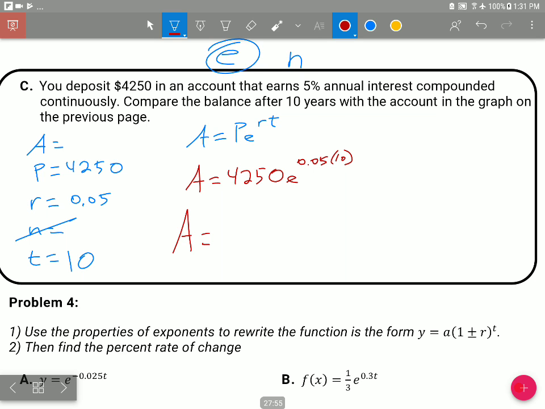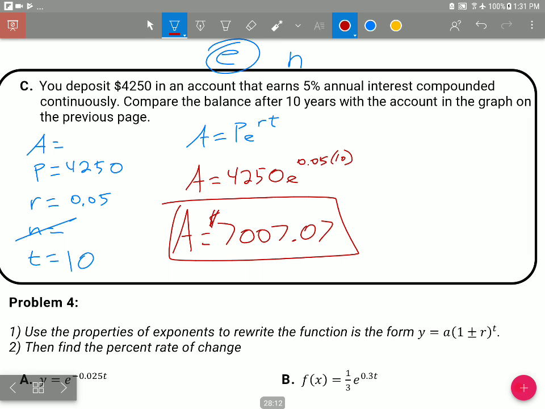7,007.407. Anybody else get that? Cool, I got 2. I got 3. Sweet, we'll say that's right. So that's how much money you have. Compared to the one on the graph, we said it was like 7,400, so your friend still has more money.